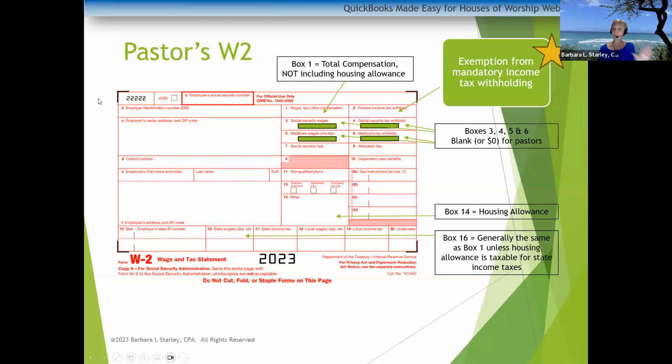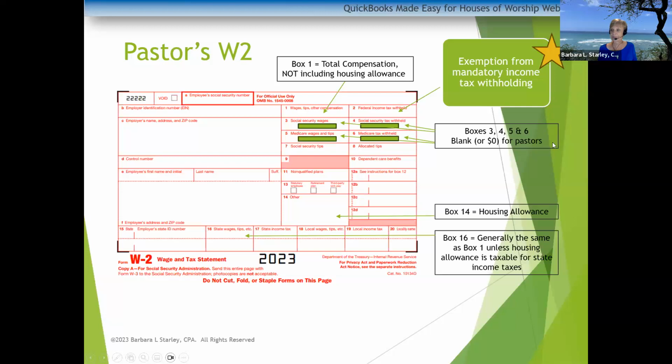Okay, so this is what the pastor's W-2 should look like. Box 1 should be all of the total compensation, not including the housing allowance. We're going to talk about that, so hold your questions on that. Remember the little box that says the pastor is exempt from mandatory income tax withholding. So this federal income tax could be zero. A pastor does not have to have you withhold federal income tax.